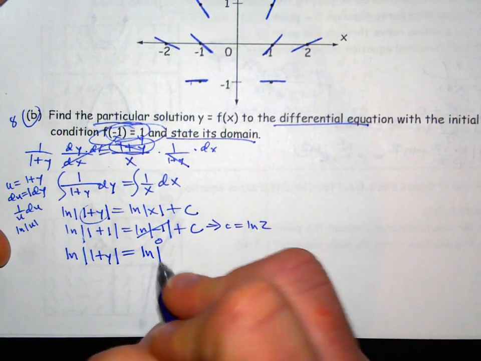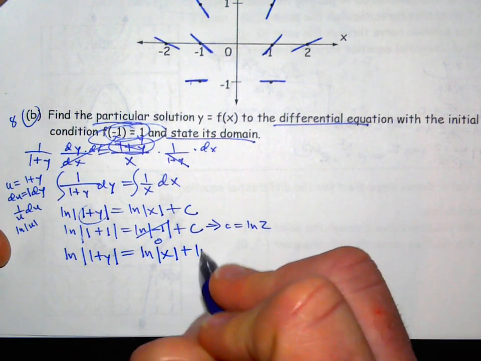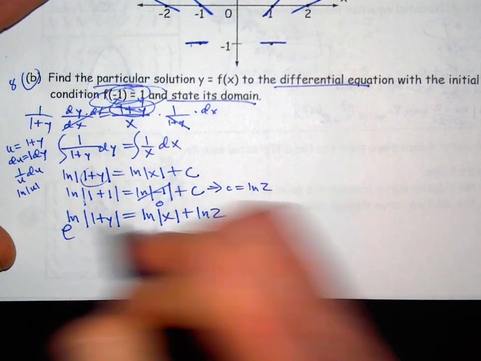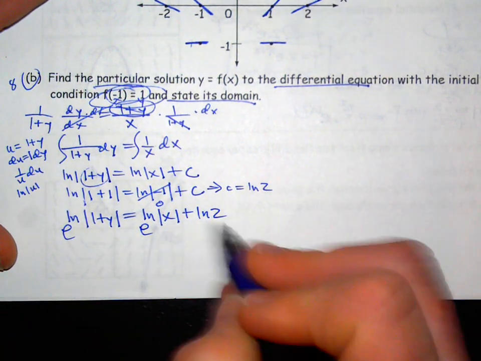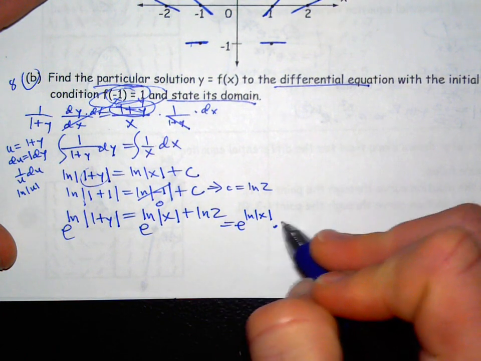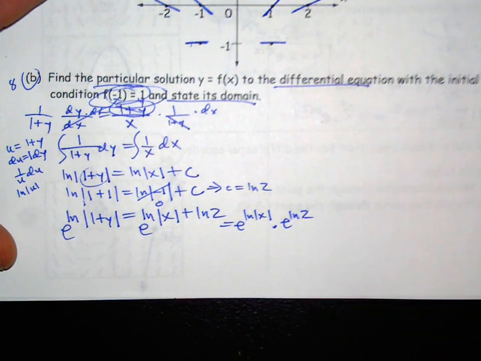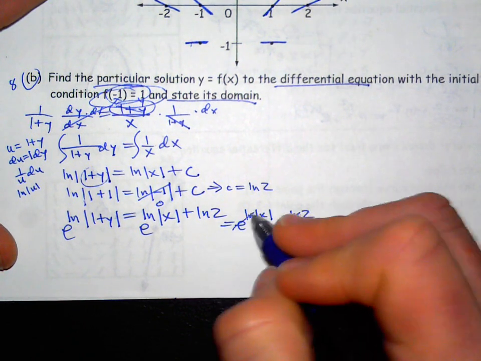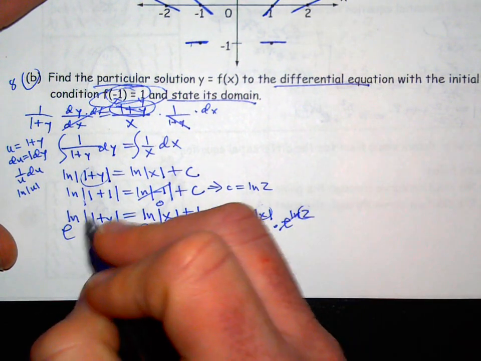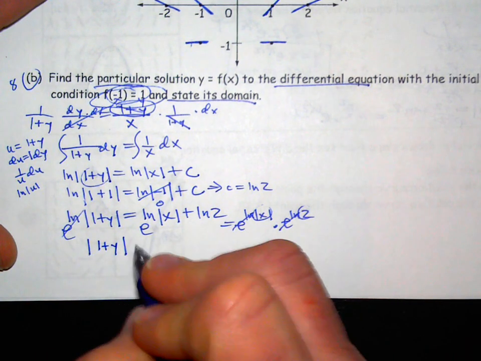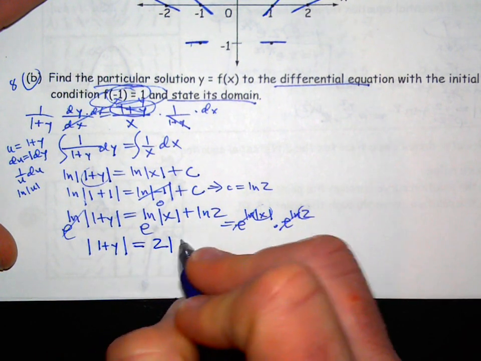And those absolute values are all still there. Now we're going to exponentiate both sides. We can't distribute that, but we can use rules of exponents to break up the exponents into the same base, multiplying. That's going to give you a 2. That's going to give you absolute value of x. So we have the absolute value of 1 plus y equals 2 absolute value of x.